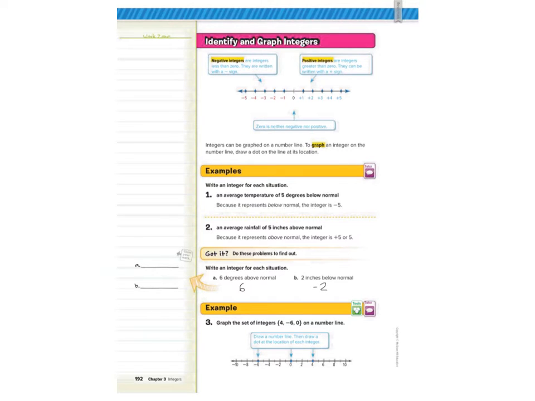Example 3, graph the set of integers 4, -6, and 0 on a number line. So once the number line is constructed and the hash marks show me where some of the numbers are at, I would then place points on the number line showing the locations of +4, 0, and -6. Let's continue on the next page.